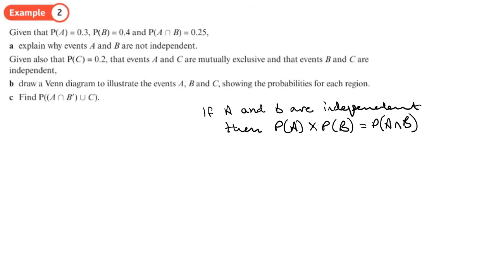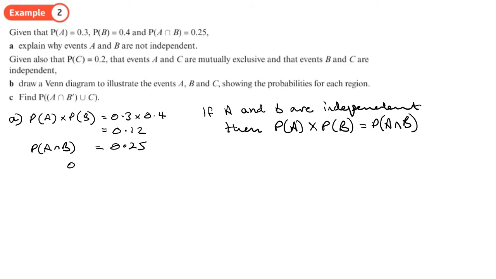Okay, so in part A, if I want to explain why events A and B are not independent, well, let's work out the probability of A times the probability of B. Well, that's 0.3 times 0.4. Now that's 0.12, not 1.2. And the probability of A intersect B is 0.25. So can you see they're not equal? Okay, so they're not independent.